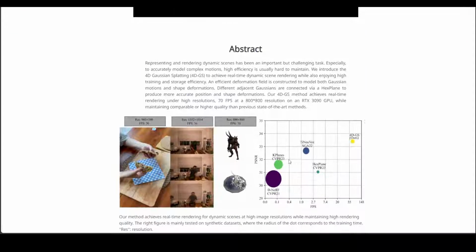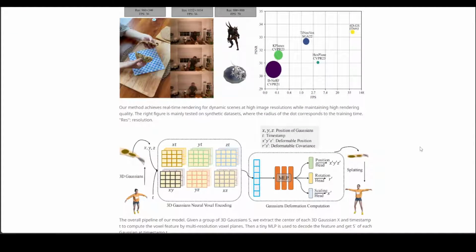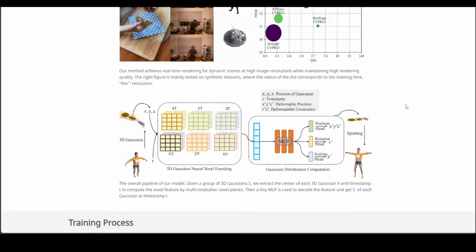And then if you scroll here, they have given the abstract again, which I just showed you. And then they show the pipeline of their model, where given a group of 3D Gaussians, as you can see on the left hand side, they extract the center of each 3D Gaussian X and time step t to compute the voxel feature by multi-resolution voxel planes. Then a tiny MLP on the right hand side is used to decode the feature and get the deformation of each Gaussian at the timestamp. And you can read more detail in the paper.